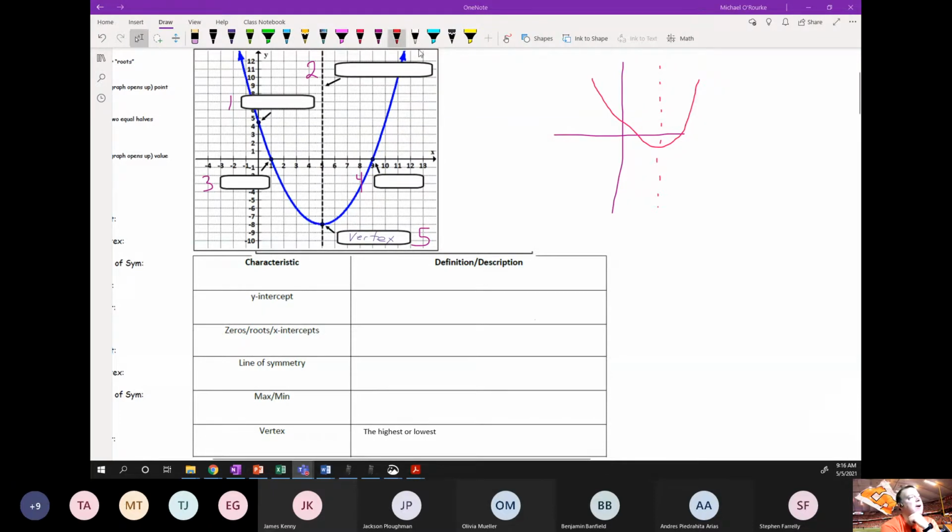Okay, so we're looking at the graph here. We're starting to label everything. We're starting with number 5, which is the vertex. So the vertex is the highest or lowest point of the parabola.